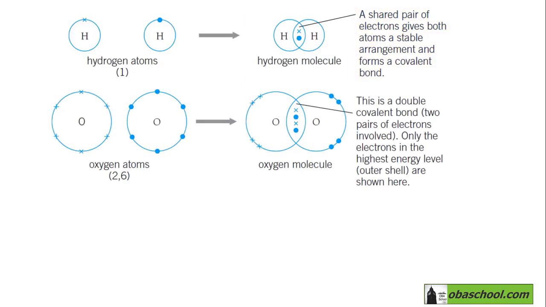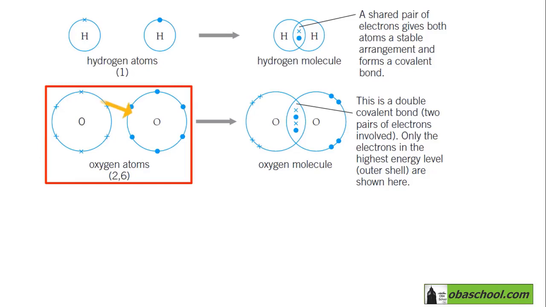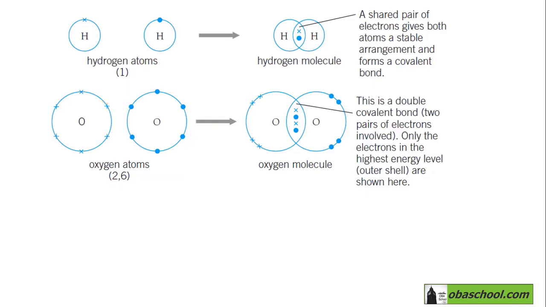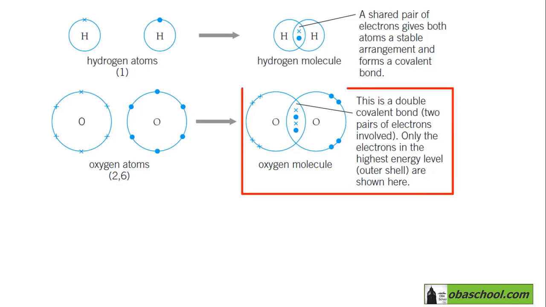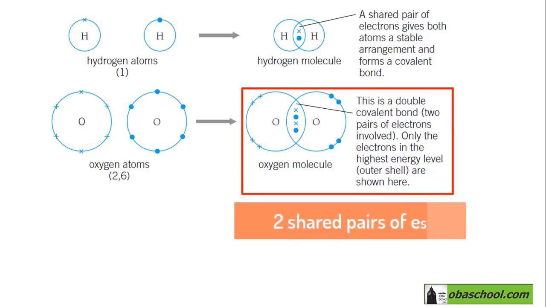Let's take another example, which is the oxygen atom. If we have two oxygen atoms, we know that oxygen has 6 electrons in its outermost shell, so it only needs 2 more electrons in order to become stable. If two oxygen atoms react together, they will share their electrons. And in this case, if you observe here, we have 2 covalent bonds.